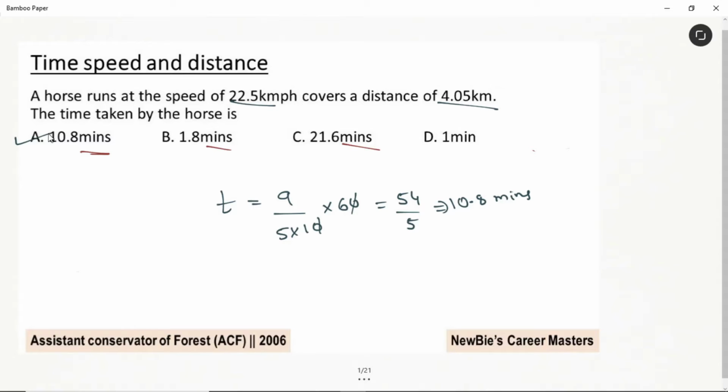I hope you got the difference. Take my suggestion: every time instead of going with the normal way, try to solve in a different way. Don't take decimal values directly, okay?